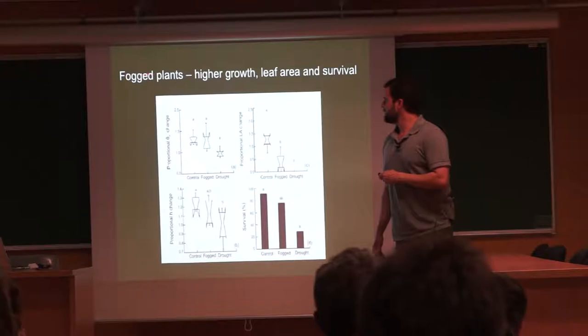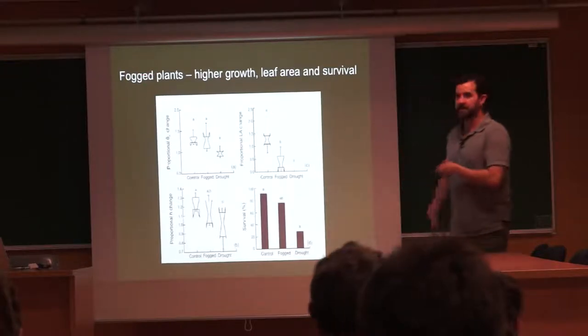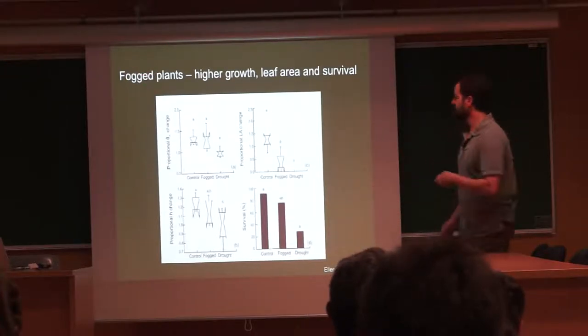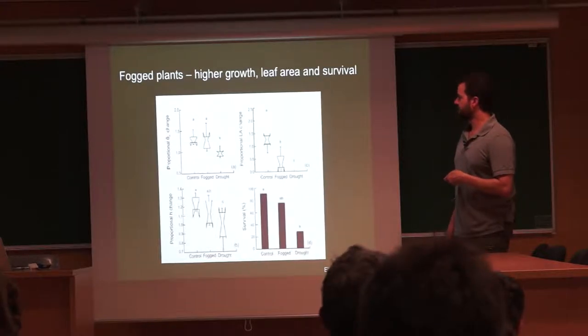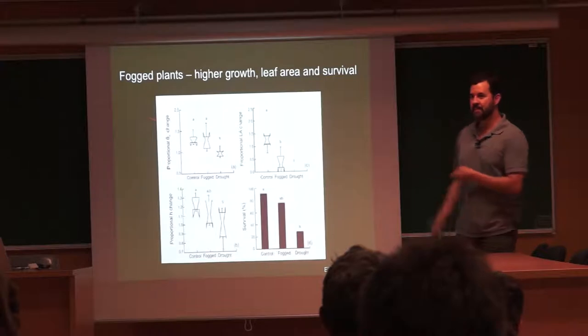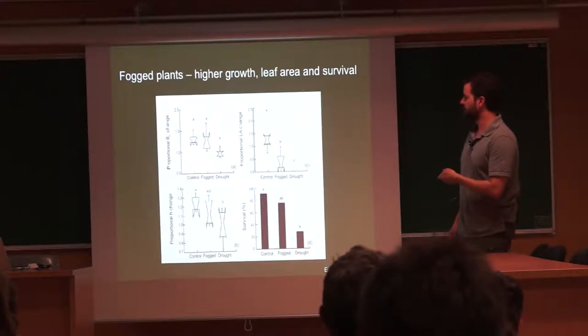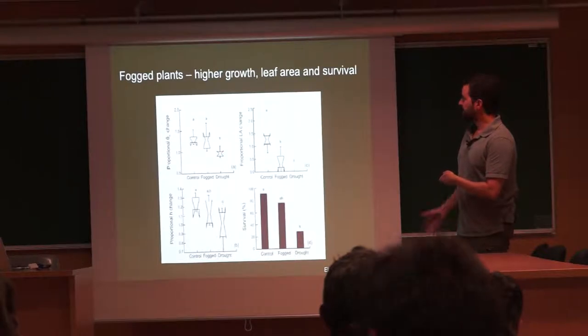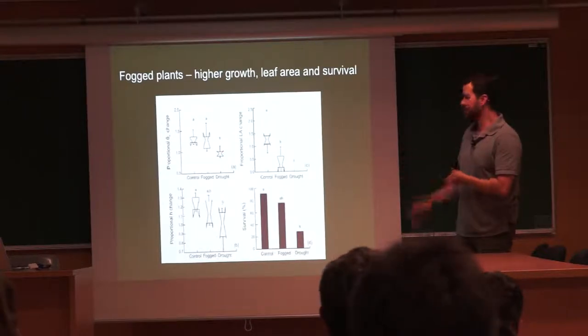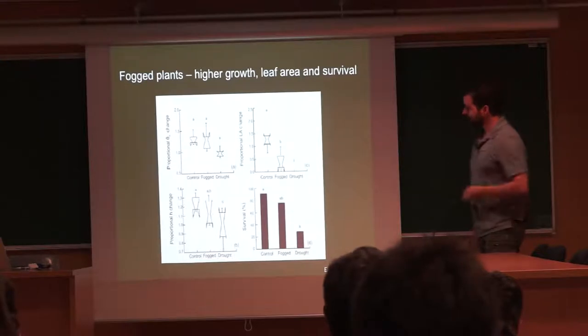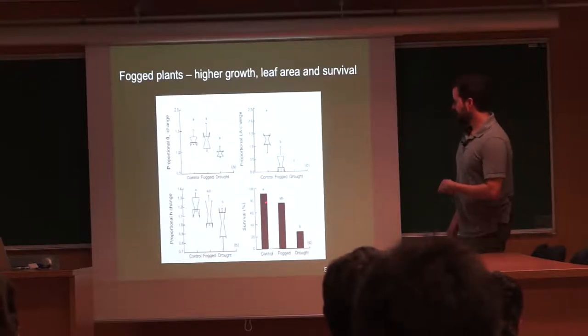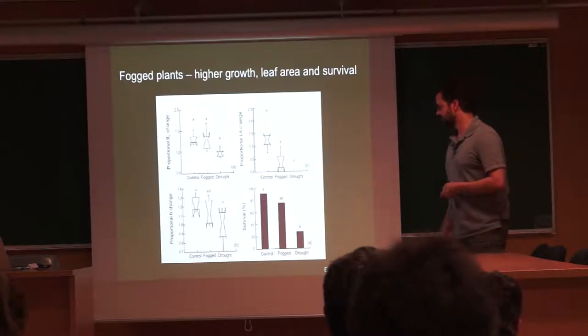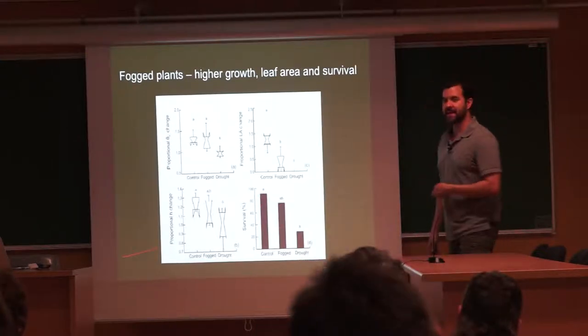And finally, in general, the plants that received fog, these are all greenhouse data, maintained growth more. This is just the changes in diameter, okay? So their growth rates were more similar to the control plants compared to the droughted plants. Leaf area was maintained intermediate between the two treatments. And survivorship was also intermediate, but there was a much lower mortality of these plants after 2 months.